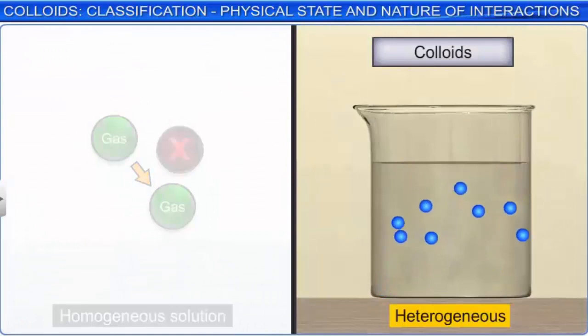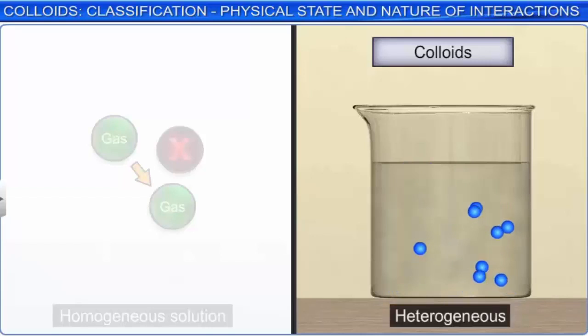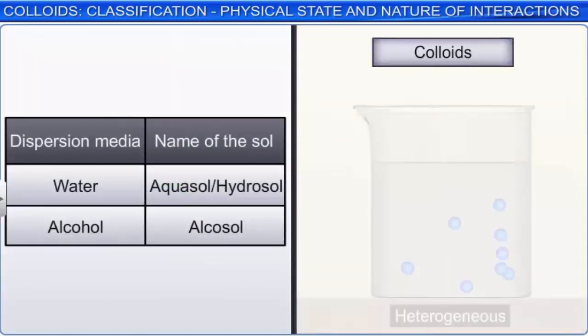Depending upon the nature of the dispersion media, sols are given different names. For example, if the dispersion medium is water, then the sol is called an aquasol or hydrosol. And when the dispersion medium is alcohol, it is called an alkosol.